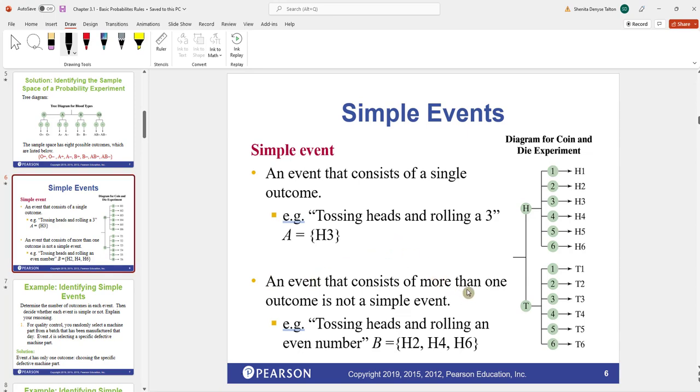An event that consists of more than one outcome is not a simple event. For example, tossing heads and rolling an even number. So you can get a head and a 2, a head and a 4, and a head and a 6. So you have more than one outcome here. You have 3.